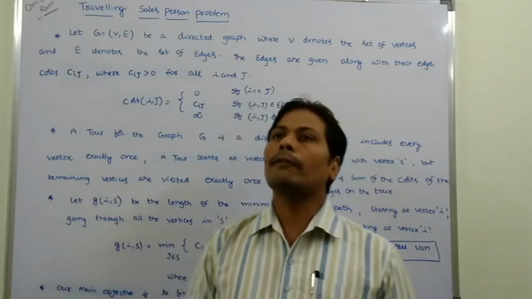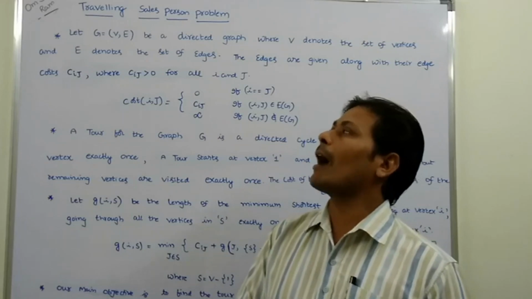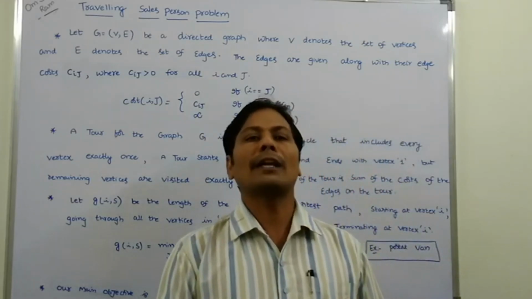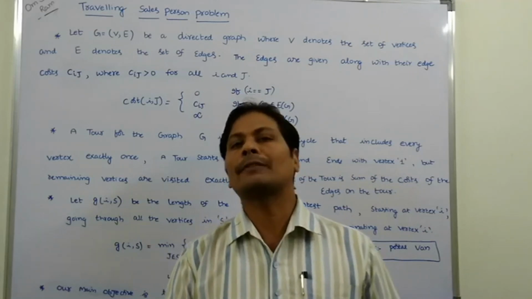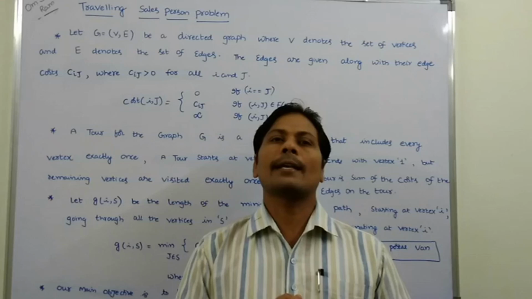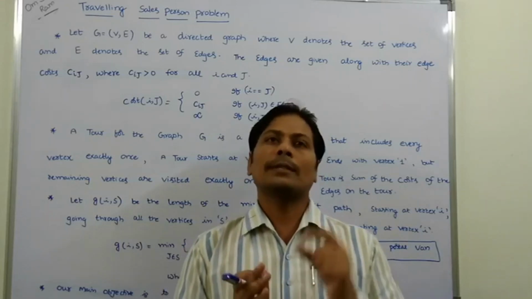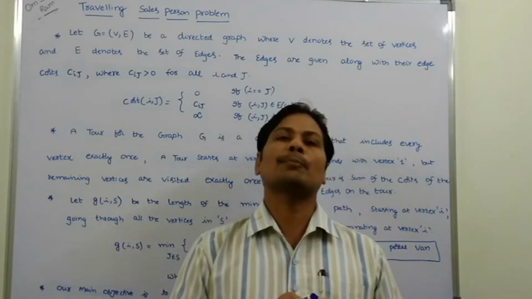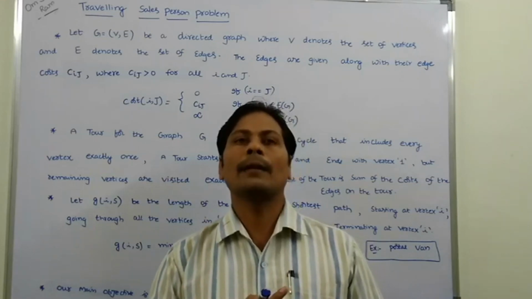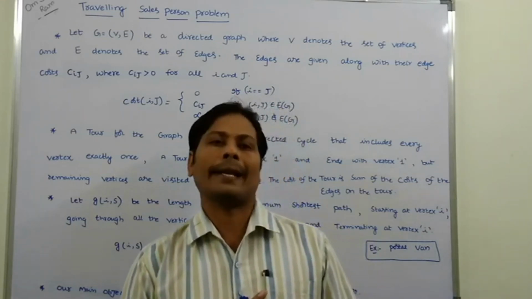So now our problem is the traveling salesperson problem. It is one of the applications of dynamic programming. So what is the traveling salesperson problem? It can be explained with one example, that is the postal van example.